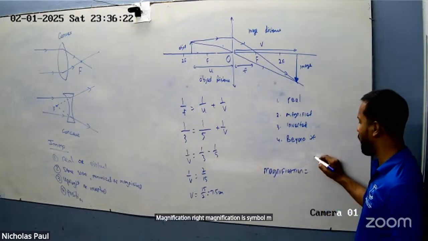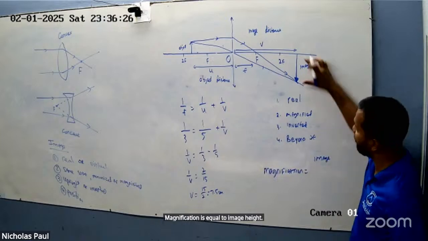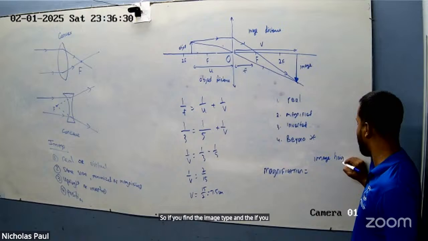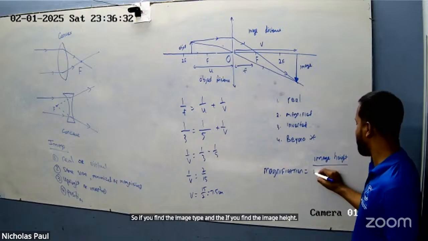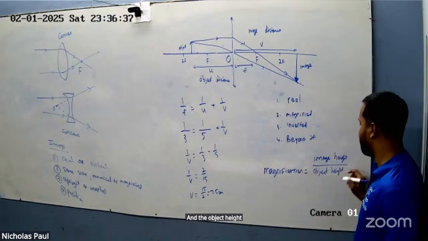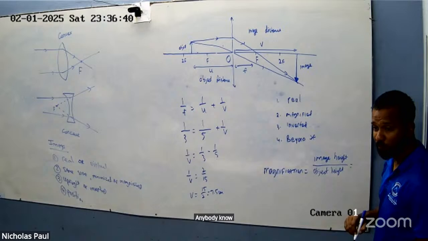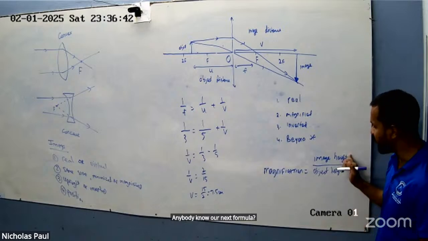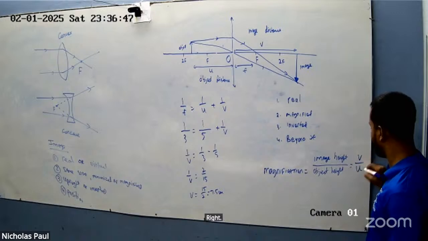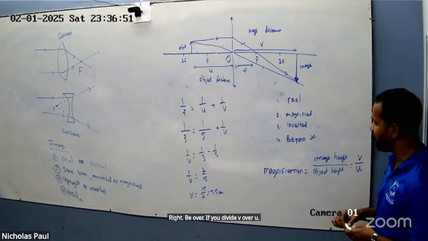Magnification is equal to image height over object height. So if you find the image height and the object height and divide them, you'll get magnification. Anybody know our next formula? There are two formulas: image height over object height, and V over U. If you divide V over U, it will give you the magnification.